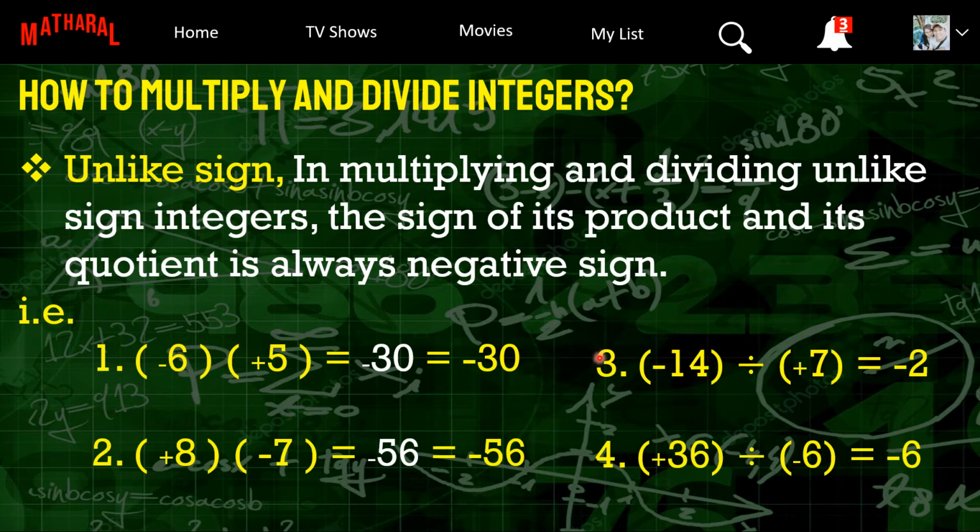Ayan po siya. So, for the third example naman, we have negative 14 divided by positive 7. So, basically, it is negative 14 divided by 7 as we did in our previous slides. So, since they are in different sign or unlike sign, the answer is negative 2. Ayun po. The concepts we've used on our previous slides. And on number 4, positive 36 divided by negative 6. Basically, 36 divided by 6. So, 36 divided by 6 is 6. But they are with different sign. One is positive and one is negative. So that is why our answer is negative 6 po. Ayan. So, moving on.